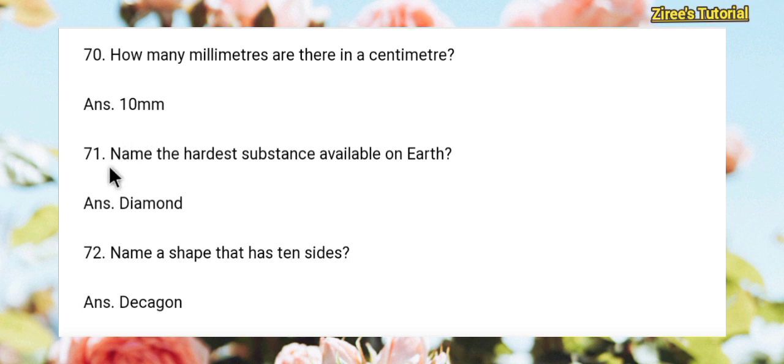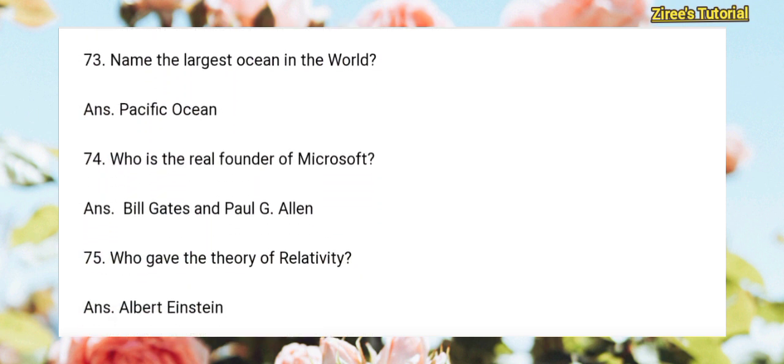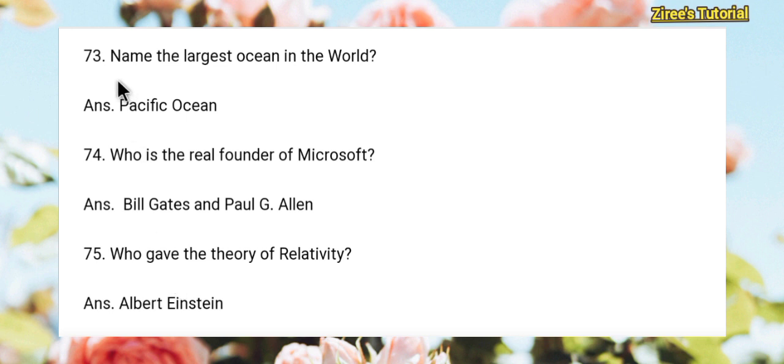Next question. Name the hardest substance available on Earth. So answer is diamond. Diamond is known as the hardest substance on Earth. Name a shape that has 10 sides. The polygon having 10 sides is known as decagon. Deca means 10, gon means the sides. Next question. Name the largest ocean in the world. The largest ocean is Pacific Ocean.